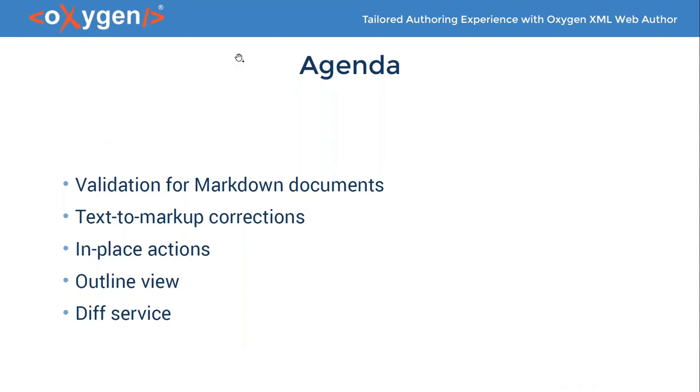So now let's take a look at the agenda for today. First, we will see how Markdown documents can be validated. Then we will see how to create text-to-markup corrections, which are like shorthands for XML markup. Then we will see in-place actions and outline view, a new feature in the latest version of Oxygen Web Author. And last but not least, the Diff service.